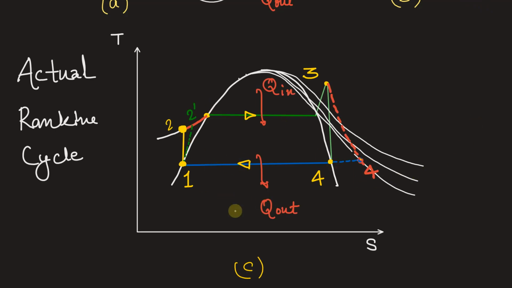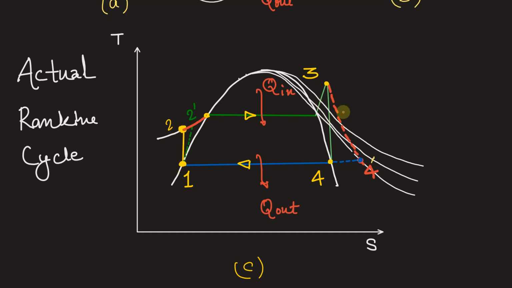Now this is the TS diagram of the actual Rankine cycle. We can see here that the pump and the turbine do not operate isentropically in practice. In the actual turbine, the work delivered is less than the isentropic turbine, that is 3 to 4. Here 3 to 4 dash is the actual turbine, so the work delivered is less than in process 3 to 4. The same goes with the pump. The work consumed by the actual pump, 1 to 2 dash, is greater compared to the isentropic pump, represented by 1 to 2.